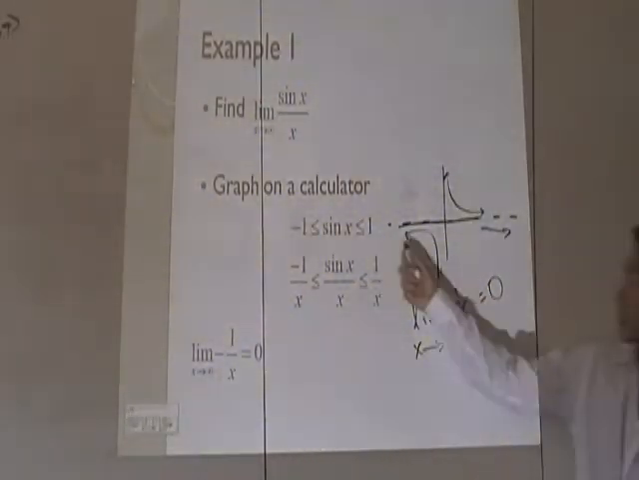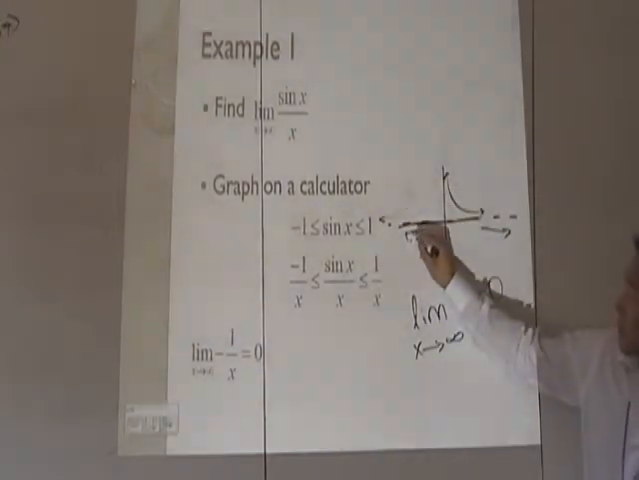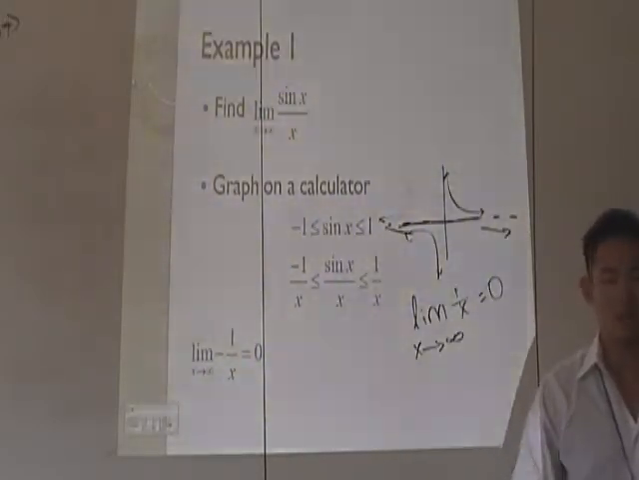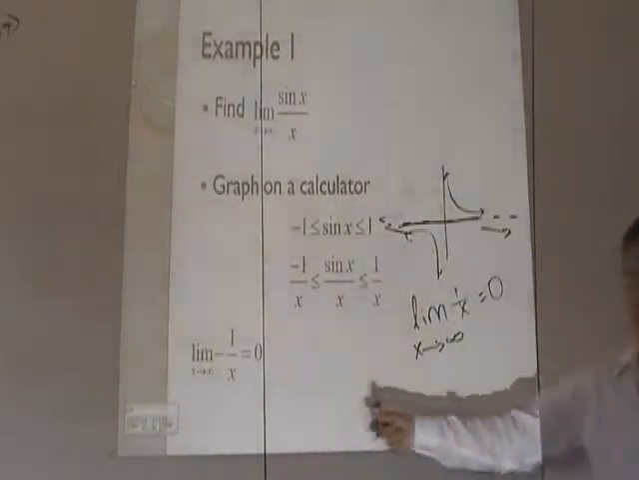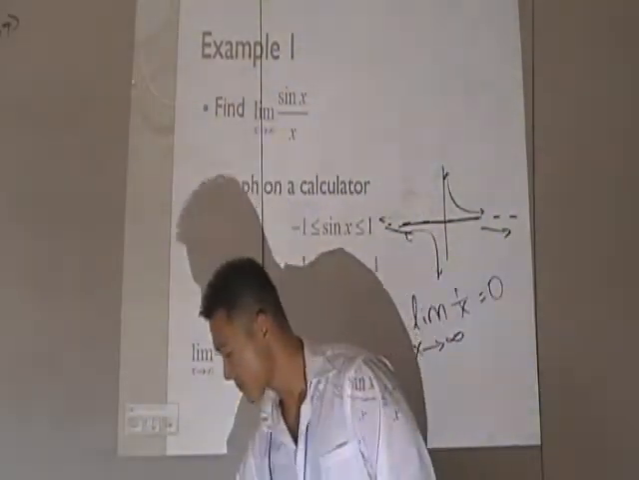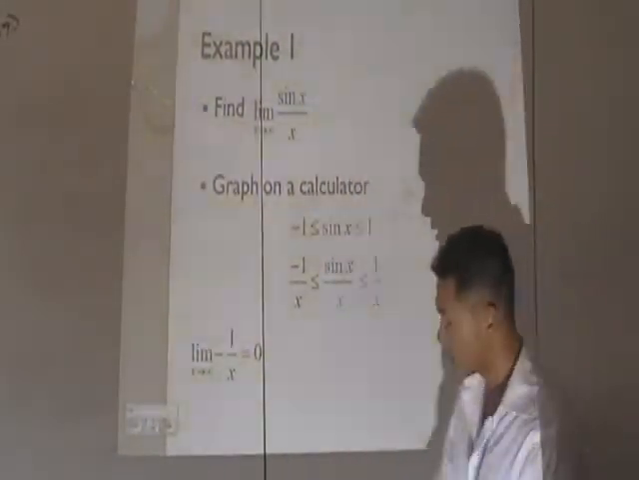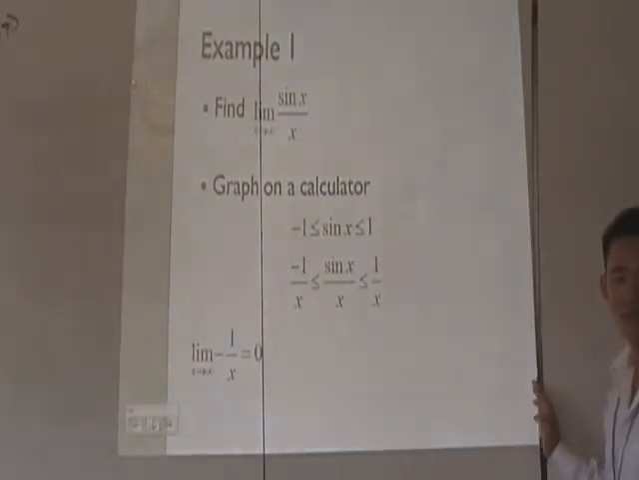Same thing on this side. As x approaches negative infinity, the graph is getting closer and closer to 0. So close that we're just going to say it's 0. The limit as x approaches negative infinity is 0. The limit as x approaches positive infinity is 0. Alright. Does that make sense now?